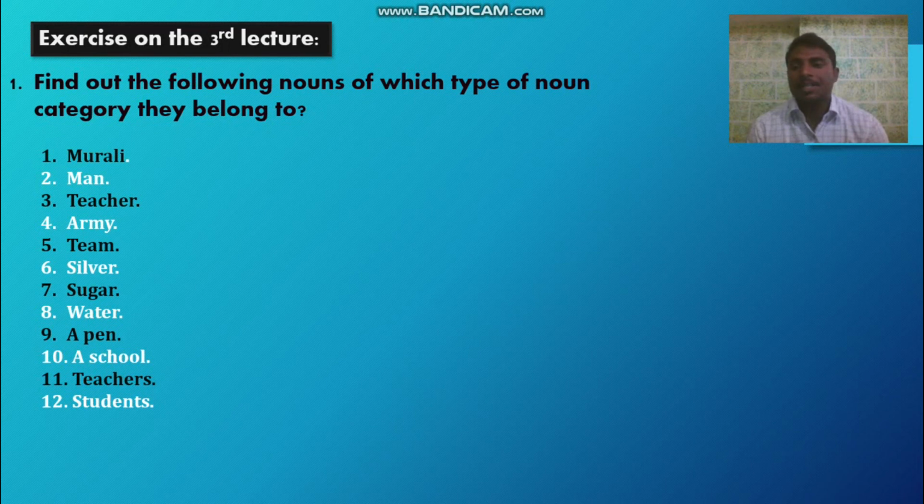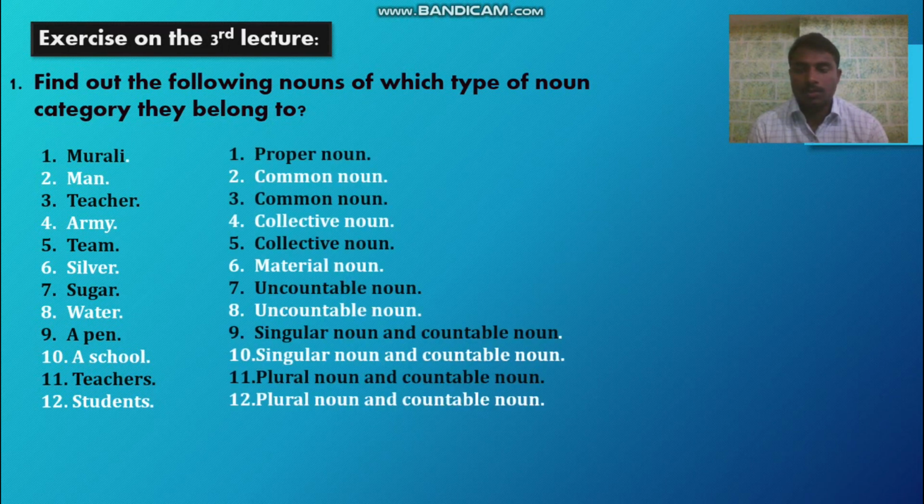So here are the correct answers for those nouns. First, Murli is a proper noun because Murli is the particular name of a particular person. And second, man. Man is a common noun because it is common to all male ones. And thirdly, teacher. Teacher is the common noun for all teachers. And army is a collective noun because it represents a group of soldiers. And team is also a collective noun because it represents a group of players.